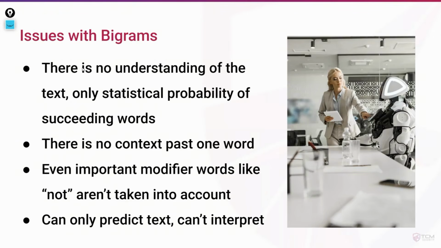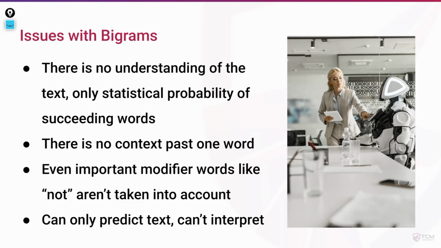So again, there were a lot of issues with bigrams. Of course, there's no understanding of the text. There's only the statistical probability of succeeding words. So even in a trigram where we have a little bit of context, there's still no understanding of what the words it's working on actually mean, or being able to process language and generate a meaning from this. There's no context past just that one word or potentially two words in a trigram.